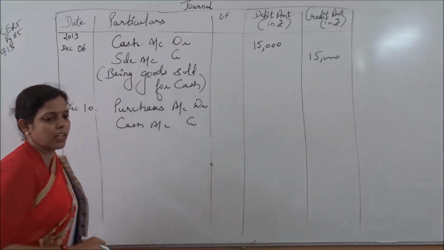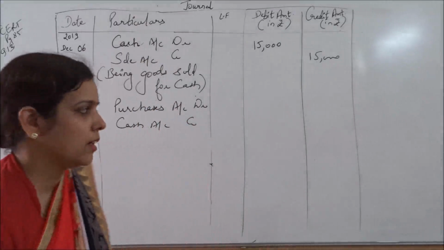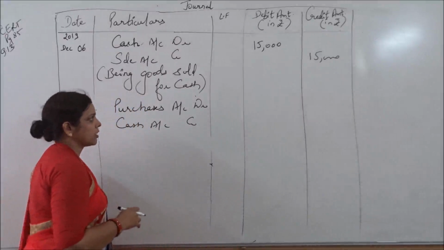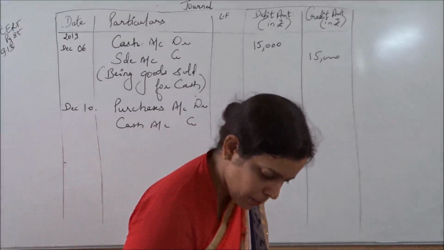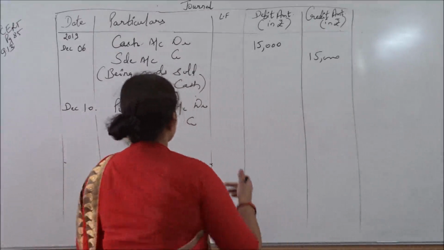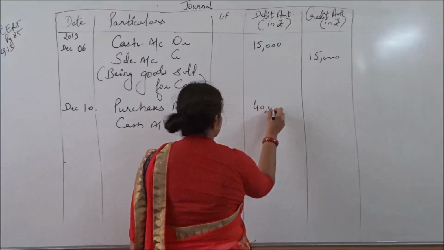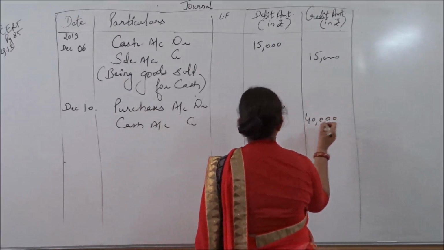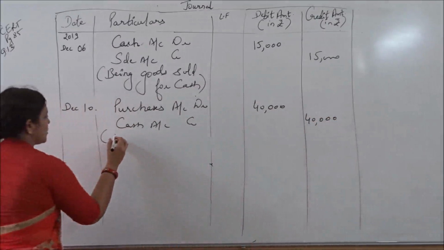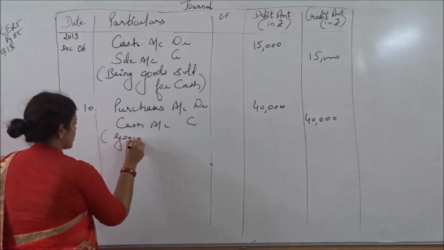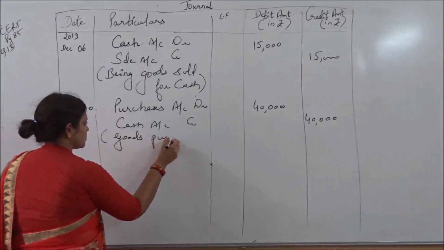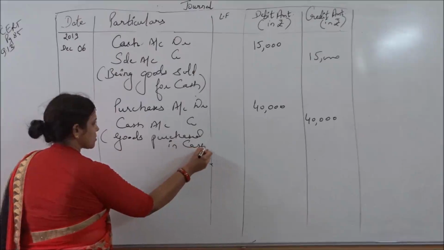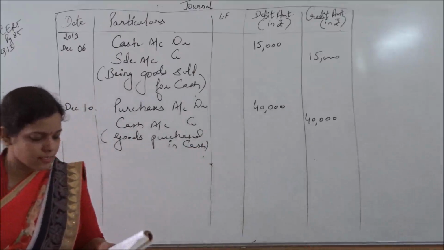Goods आए business में in the name of purchases and cash business से गया. Same rule we applied of real and all. Whatever is going out, उसको credit करो. Okay? For what amount? 40,000. Write the narration. Goods purchased in cash. Now the next transaction.